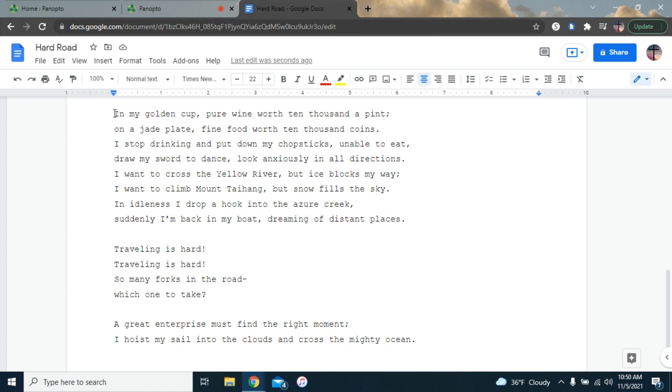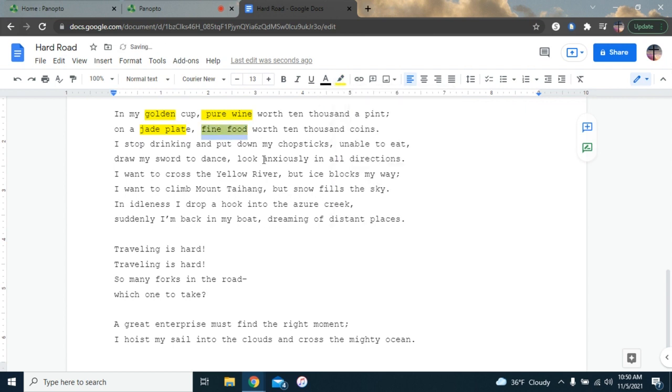So imagery is anything that kind of piques any of the senses. So we look in the first line, in my golden cup. Golden is a noun, and it's obviously pointing to imagery. We got pure wine. We got a jade plate. Fine food.